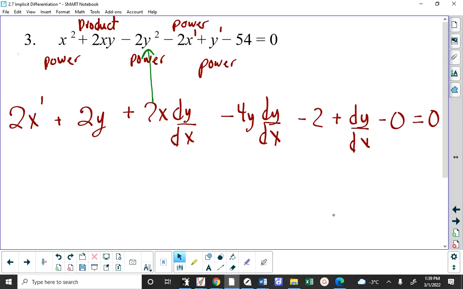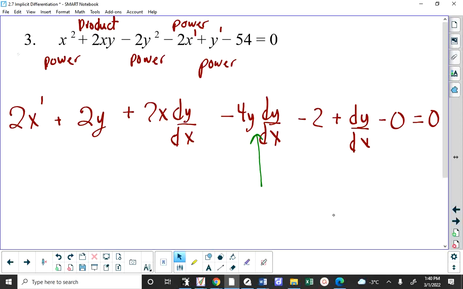Then minus the derivative of 2y squared. Wrap the 2 around the y, to get 4y to the 1 times the derivative of y. In case it hasn't dawned on you, anytime you differentiate a term that's y-oriented, you have to follow it up with dy/dx.